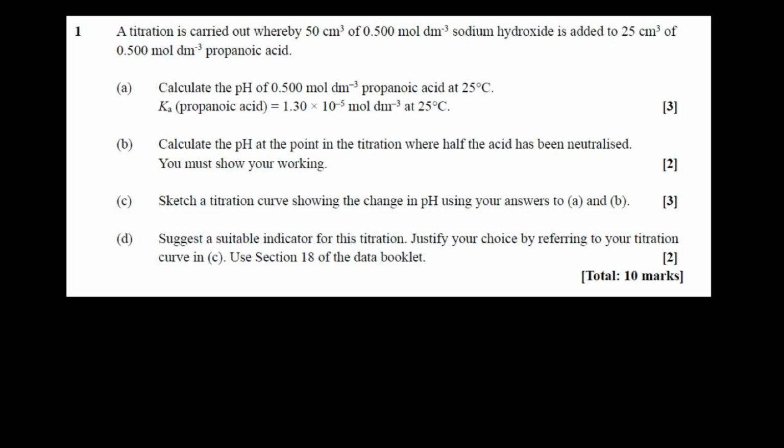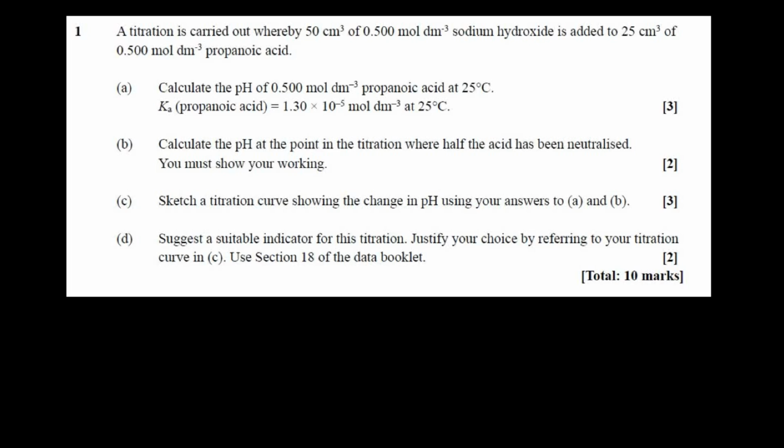Okay, so the question is: a titration is carried out whereby 50 cm³ of 0.500 mol/dm³ sodium hydroxide is added to 25 cm³ of 0.500 mol/dm³ propionic acid. You have to calculate the pH of 0.500 mol/dm³ propionic acid at 25 degrees Celsius. The Ka of the propionic acid is given at 25 degrees Celsius.